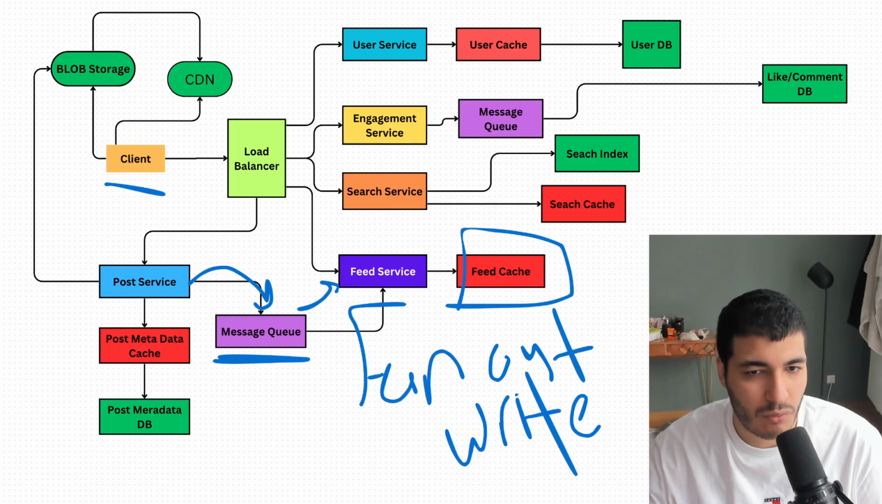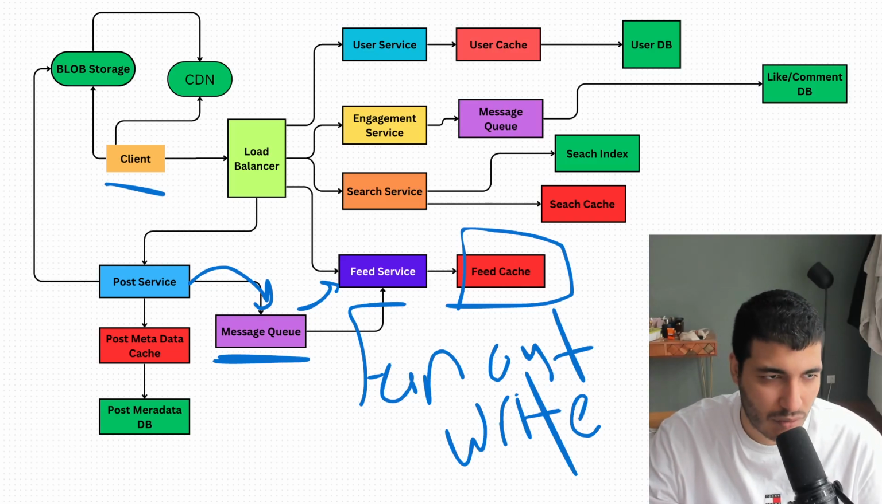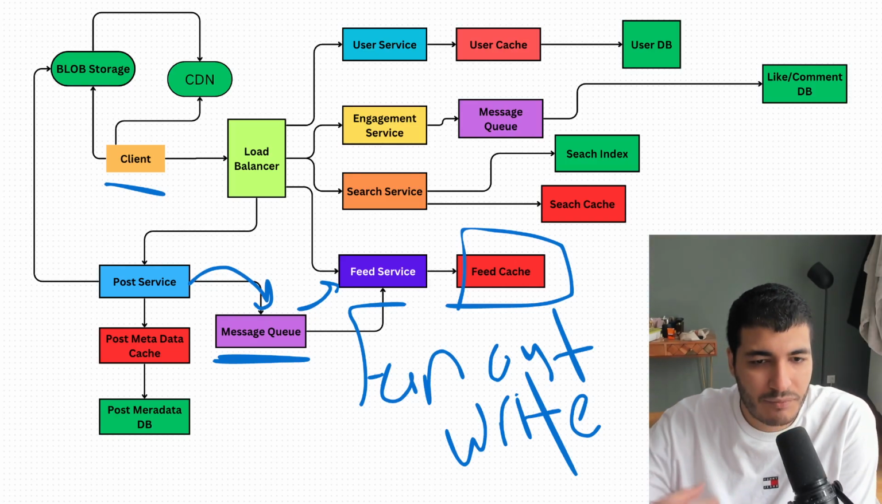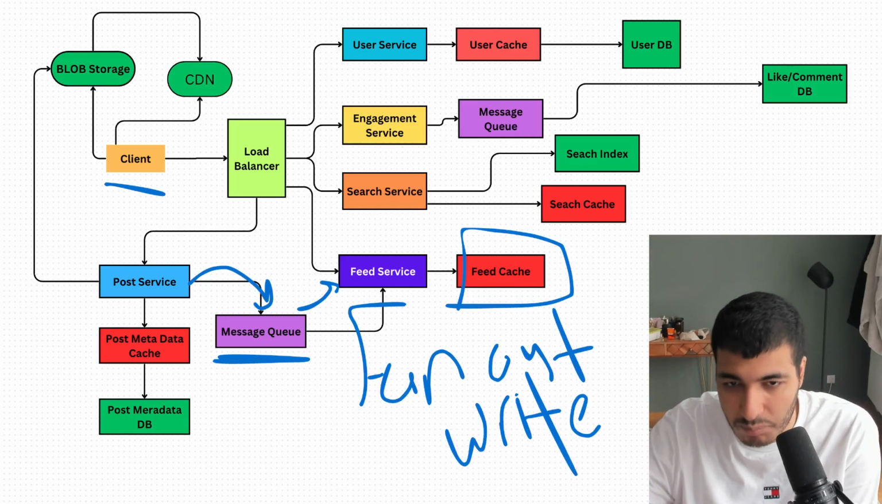When a follower opens the app, we don't build the feed from scratch. We simply read from Redis. This returns the latest 10 posts already tailored for the user. No joins, no recomputations, just instant results, pretty fast.